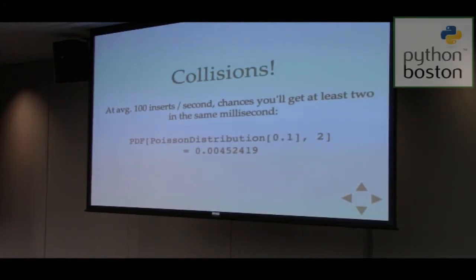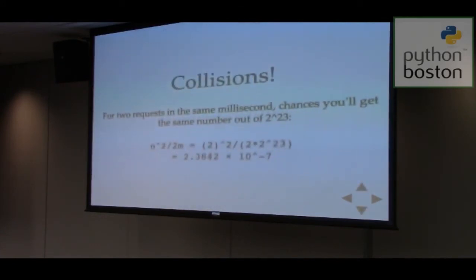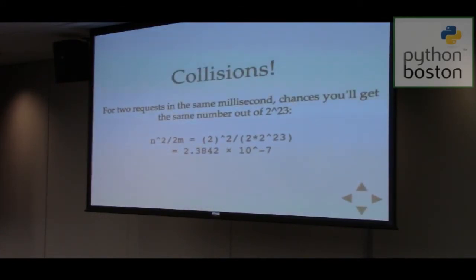So basically, here's the chance of collision of the time part. It turns out this distribution is a pretty decent way to model it. If you have an average rate of insertion of X, what are the chances you'll get two things happening at the same time? And then you kind of have to multiply that by the chance of the random part colliding, and yeah.